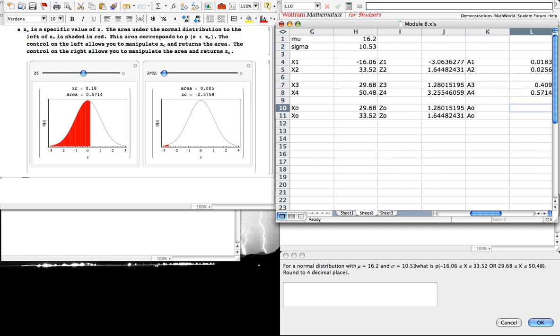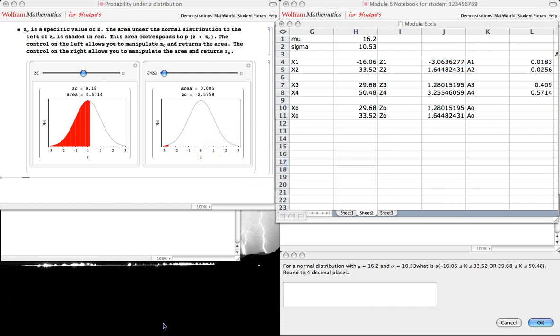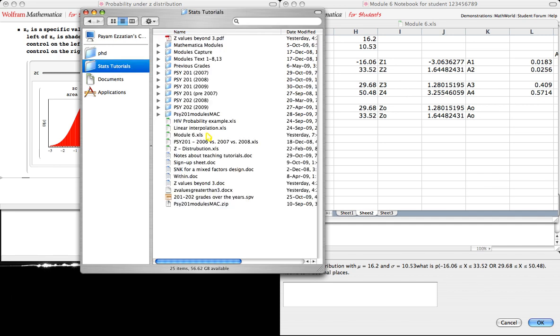Okay, so the z-score corresponding to the first x value is not on this table, so what I have to do is find it in some other way. So if you remember, there is a supplementary table that was emailed to everyone. Let's see where I put that here. Oh, there it is. Okay.